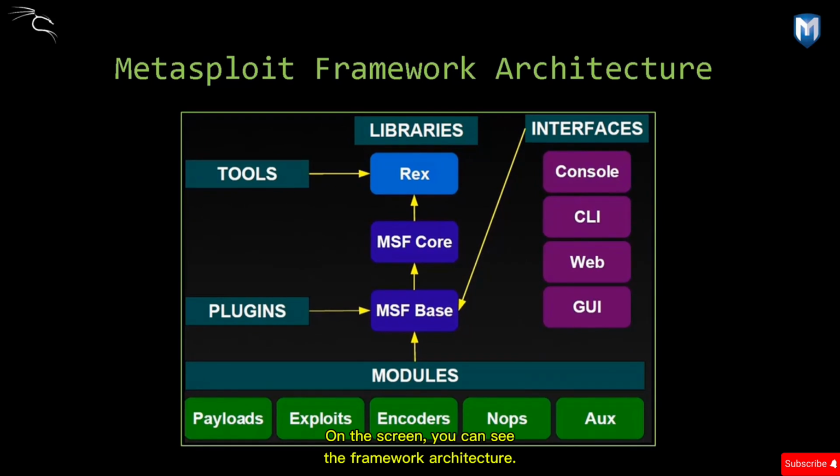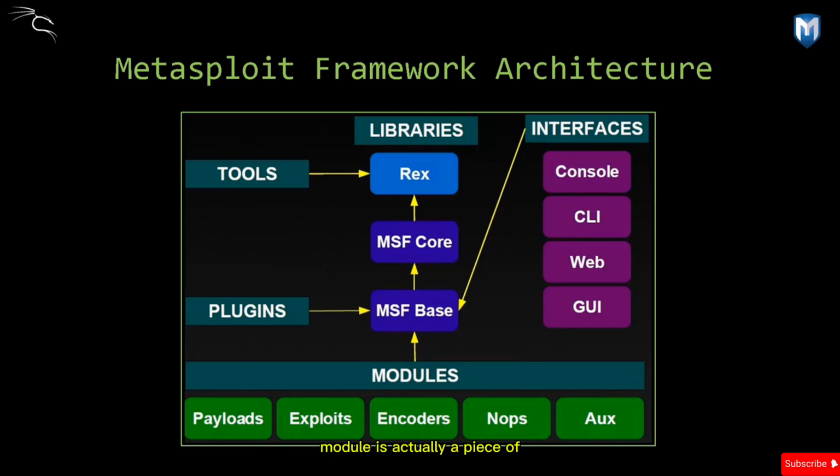So on the screen, you can see the framework architecture. You can access Metasploit using its interfaces, either through console using msfconsole or command line interface, or the web version or other GUI tools that we will discuss later. The underlying modules of Metasploit are mainly 5. They are payloads, exploits, encoders, NOPs, and AUX. So let's start here with basic definitions before going into the details.